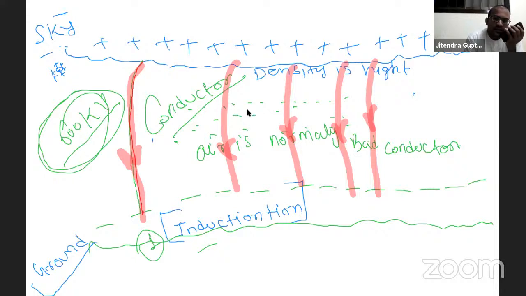How is the ground getting charged? Sir, because of induction. That's nice. Now, air is not a conductor, then how is current flowing in that?